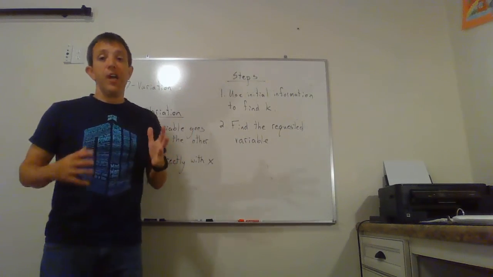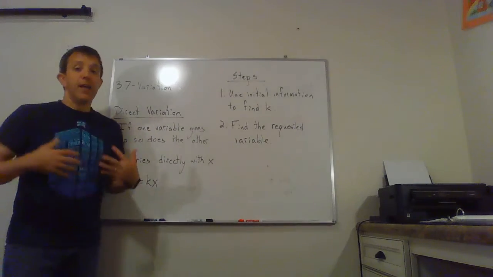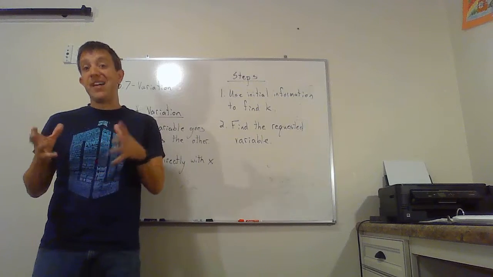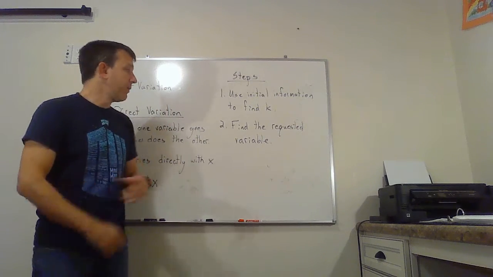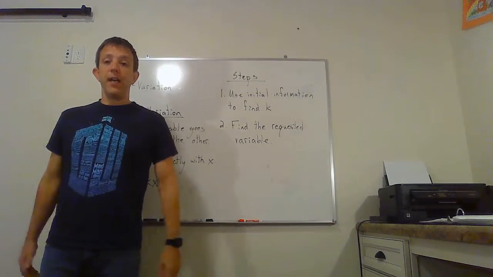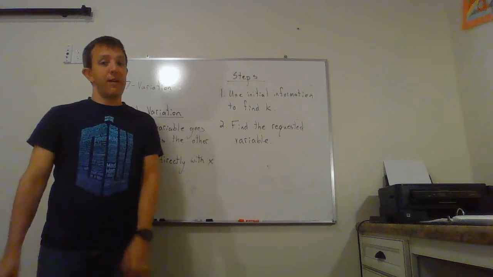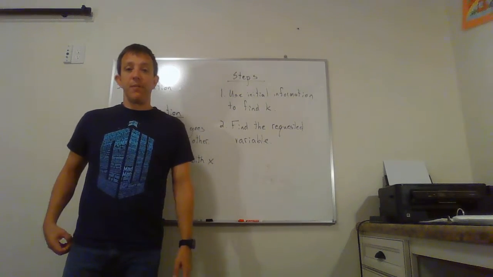Pretty straightforward. We're going to use the initial information to find k. K is that constant of variation. We're going to find that first because then it is set. If k is 2, k will stay 2 for that whole problem. And once we have k, then we're going to come back to that equation again, use the second half of the information to find the requested variable. So let's do an example and I'll show you what I mean.